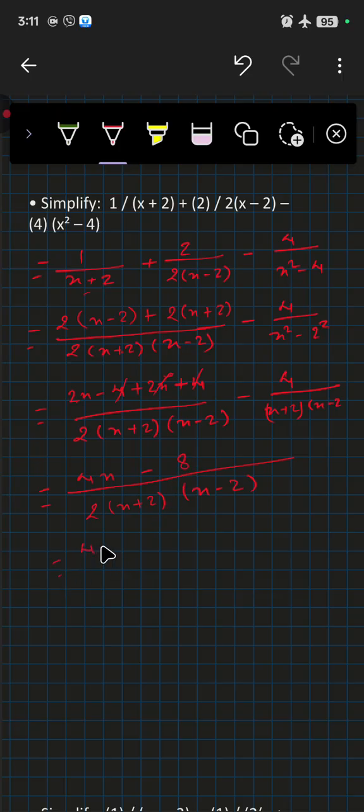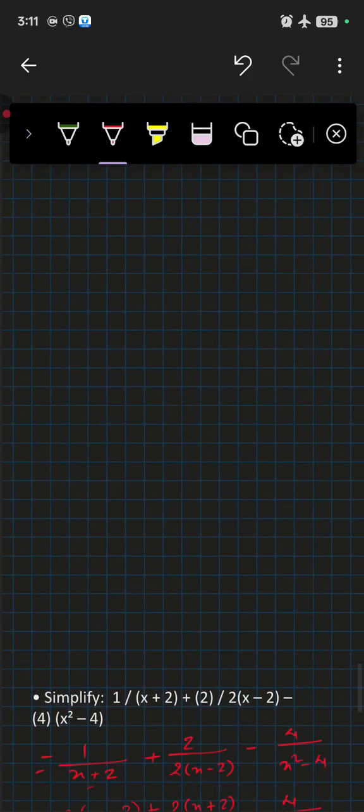Now 4 is common in between them, 4 into x minus 2 whole upon 2 multiplied by x plus 2 into x minus 2. Now x minus 2 and x minus 2 is reduced, 2 2s are 4, 2 2s are 4. So what do we get? 2 upon x plus 2. So this is going to be the answer for this question.